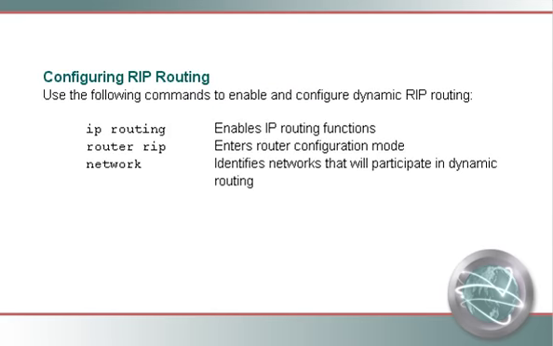Configuring dynamic RIP routing on a Cisco router is a relatively easy process. You will need to use the IP routing command to turn on IP routing features, the router RIP command to enter router configuration mode, and the network command to add networks that will participate in routing exchanges.